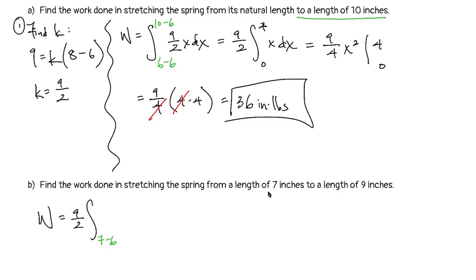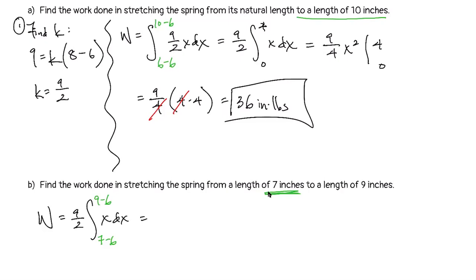Because 7 is where I'm sort of starting to count the work from, but I haven't stretched it 7 inches. I've only stretched it 1 inch from the natural length of the spring. Okay? That means my top bound is going to be 9 minus 6, or 3 inches. And then I have x dx.